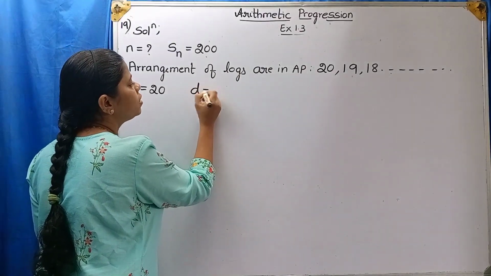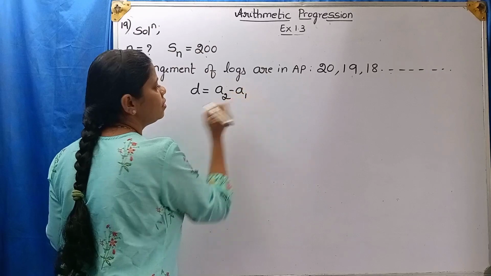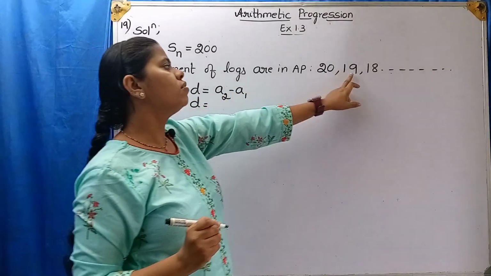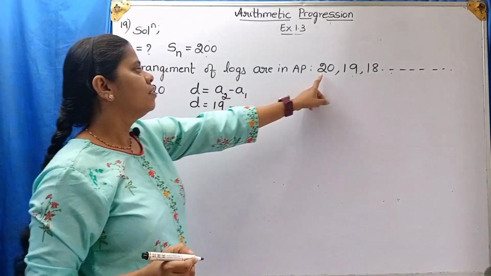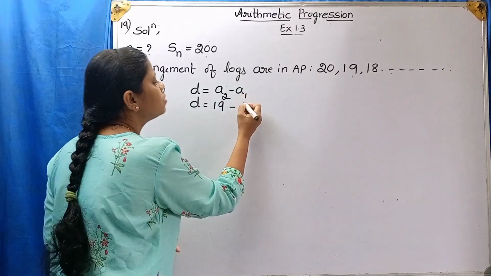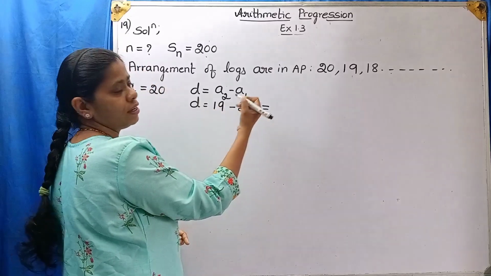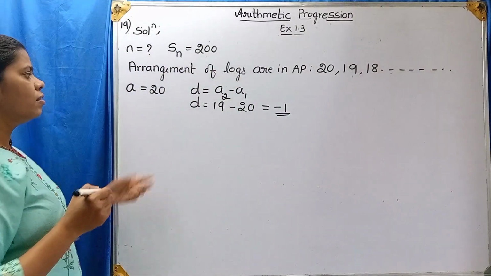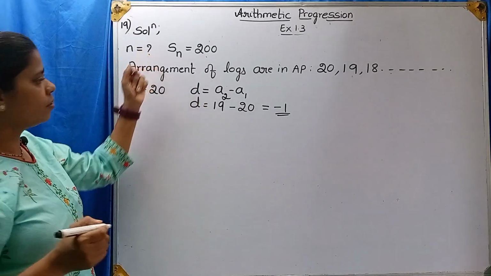Then we can find out d. d is equal to a2 minus a1. Right? Then d is equal to a2, which is 19, minus a1 or a. See here, a1 is 20. That is 19 minus 20, which is minus 1. Okay. Now by using this data we can find out the value of n.